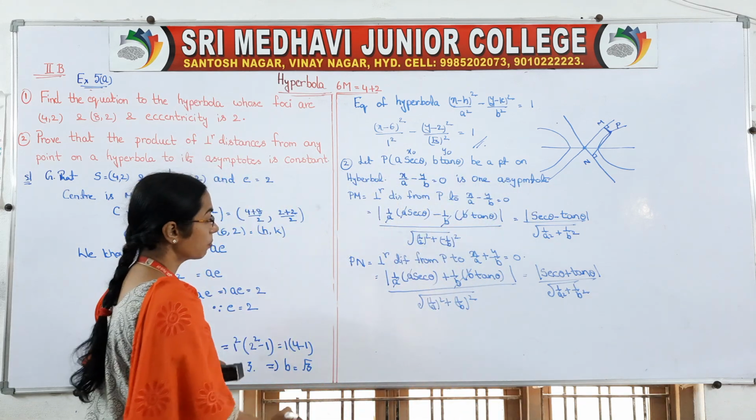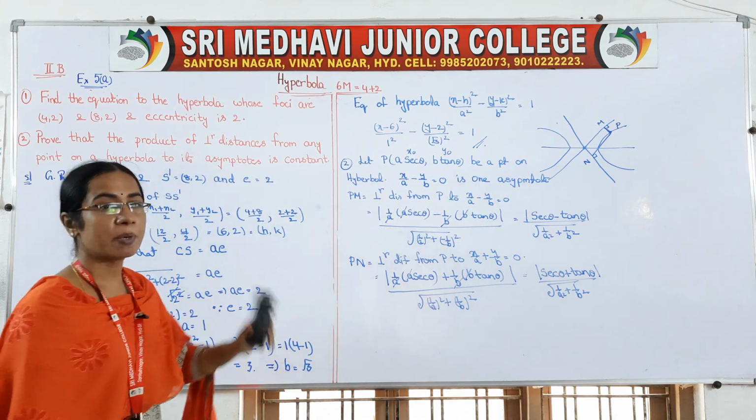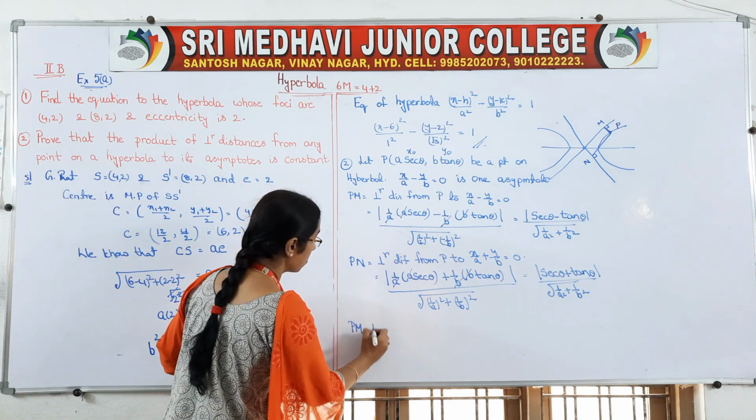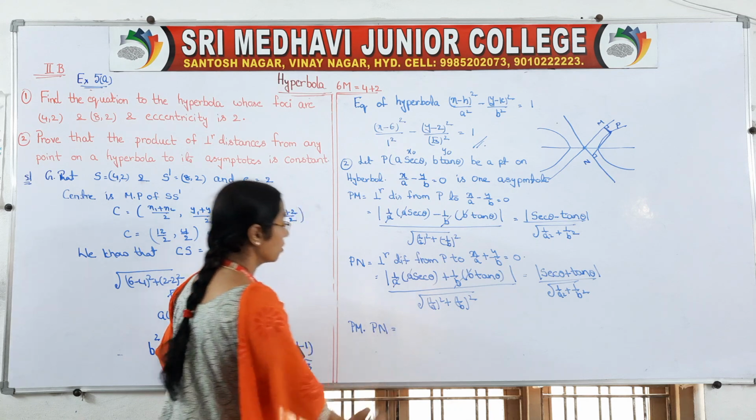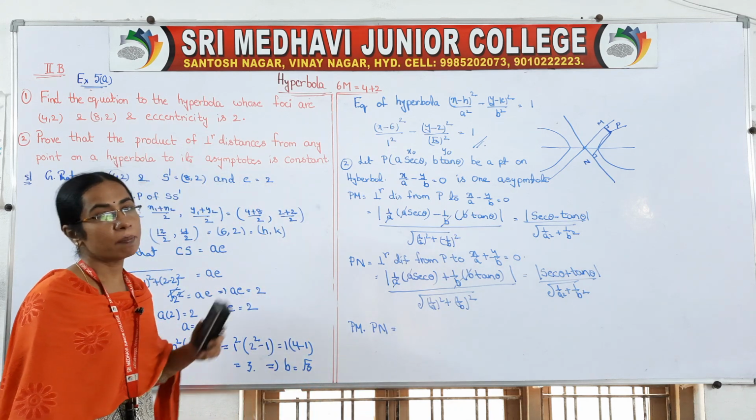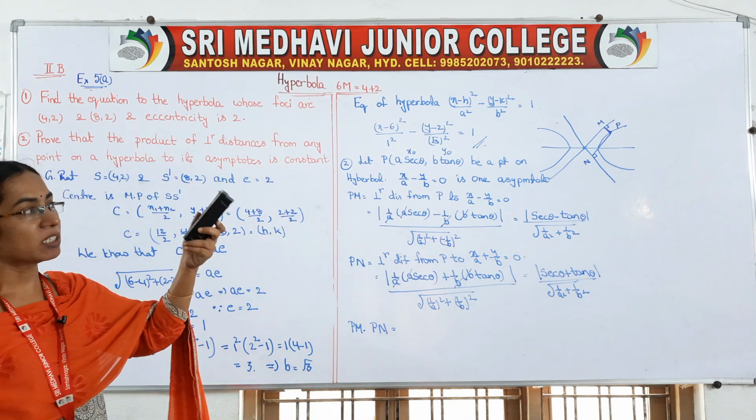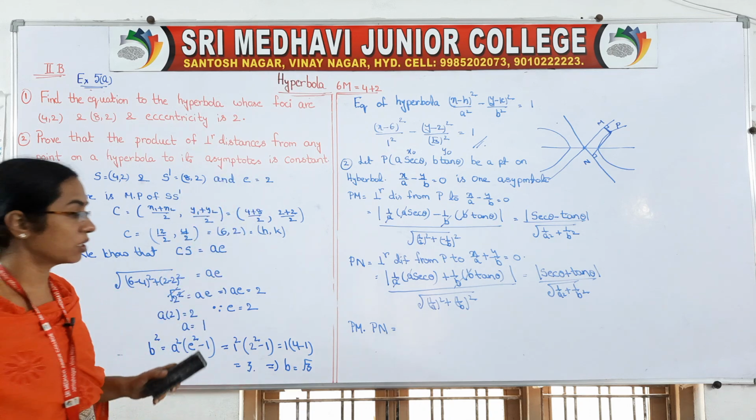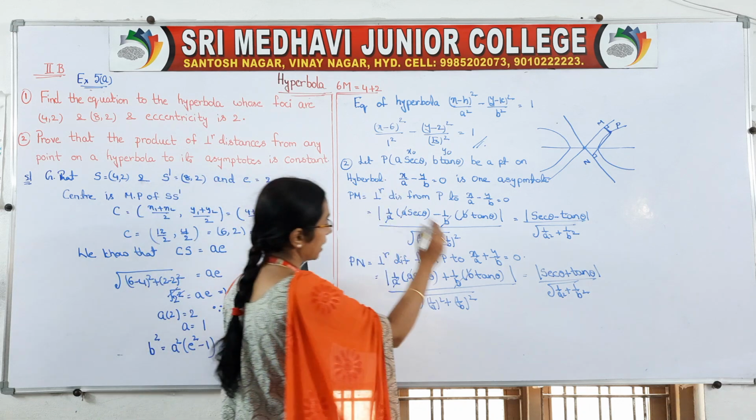So we have to take the product of these perpendicular distances, so we have to take PM into PN. Those are the product of the perpendicular distances from a point on the hyperbola to the asymptotes. Two asymptotes we have to take, right?